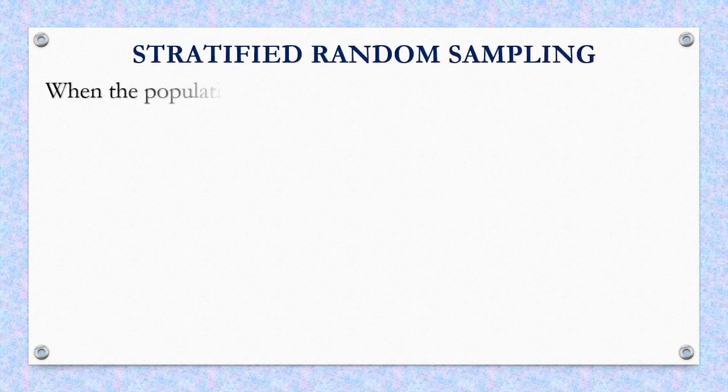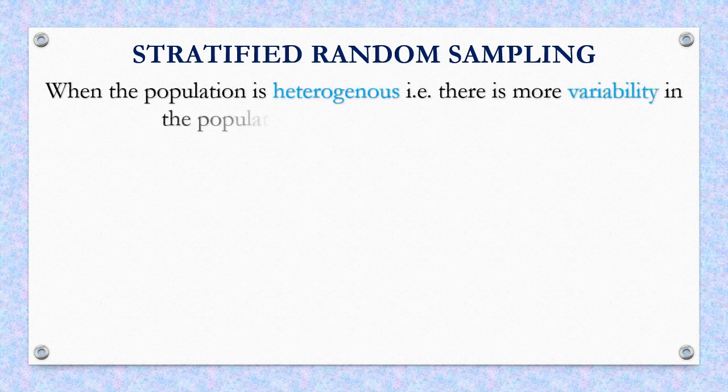That means when the population is heterogeneous, that is there is more variability in the population, this method is more useful. Once again, that means that in the population different kinds of unit sets are available, then we can say that there is a variability, there is a heterogeneity in the population, and at that time we can't use simple random sampling, because simple random sampling says that the whole population is similar, which if is not the case, we have to use stratified random sampling.